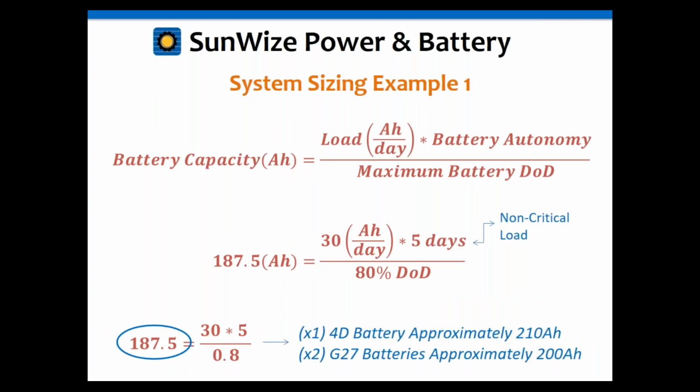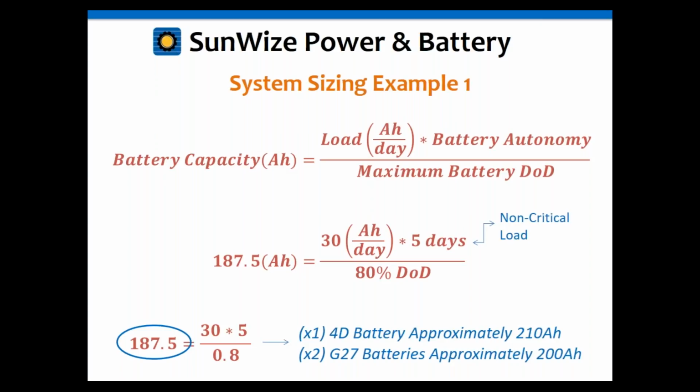Okay, so then we can go through the battery, and we'll take that same 30 amp hours per day, multiply by 5 days, and we're going to go to 5 because it's not that critical. And then again, we're using a deep cycle battery, so we're going to go ahead and use 80% depth of discharge, and that's going to give us 187.5. As I mentioned before, you're going to have to go to whatever the next size up battery would be. In this case, you could go with a single 4D, or you could go with maybe 2 of the group 27s in parallel. We do try to recommend going with no more than 4 strings of batteries in parallel.